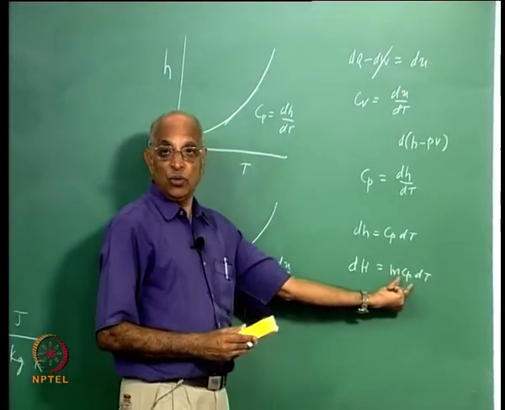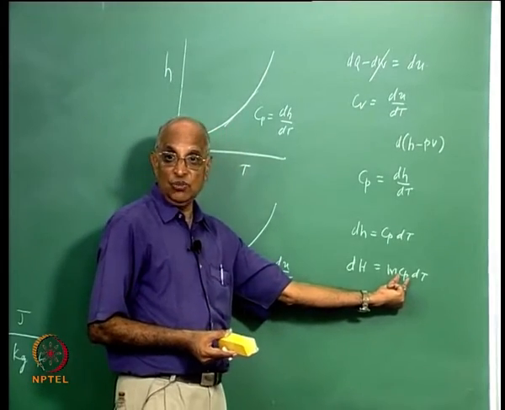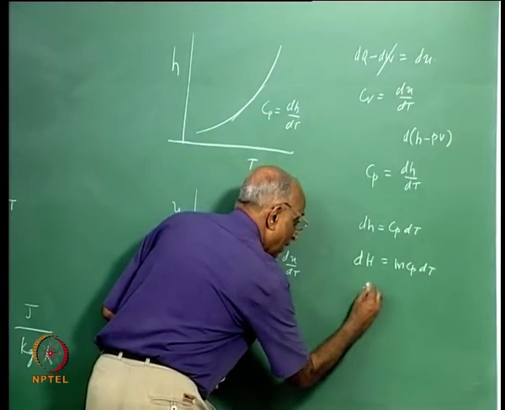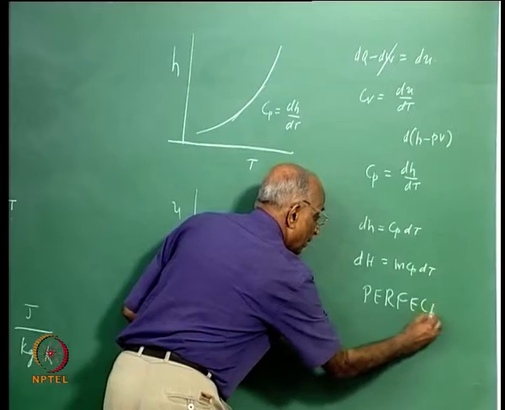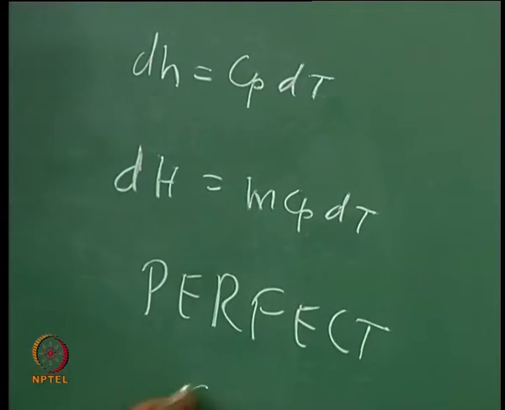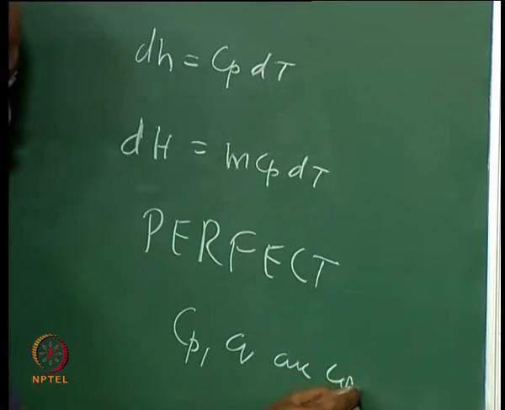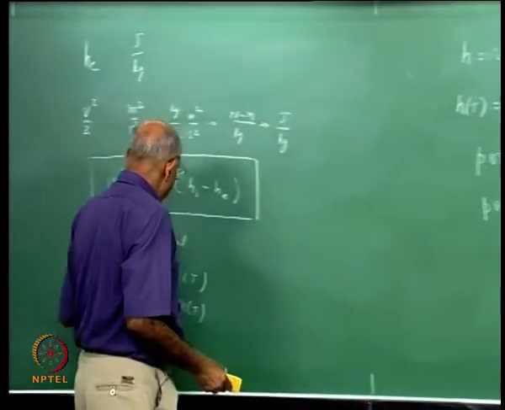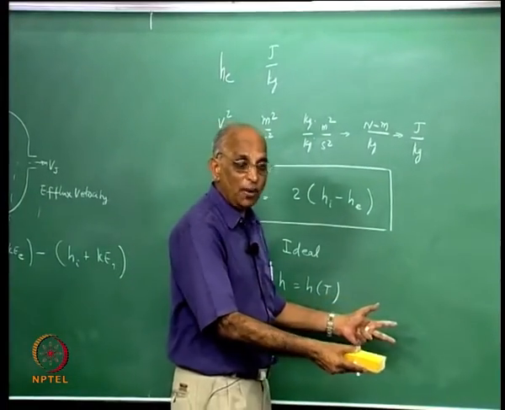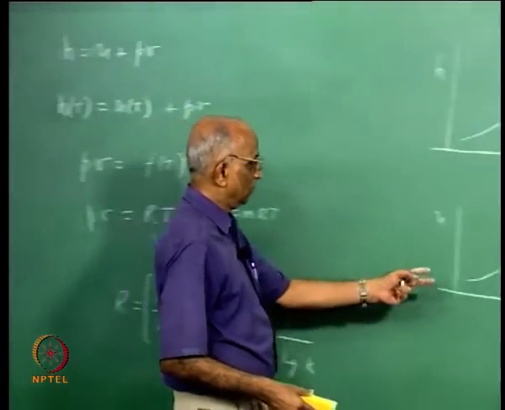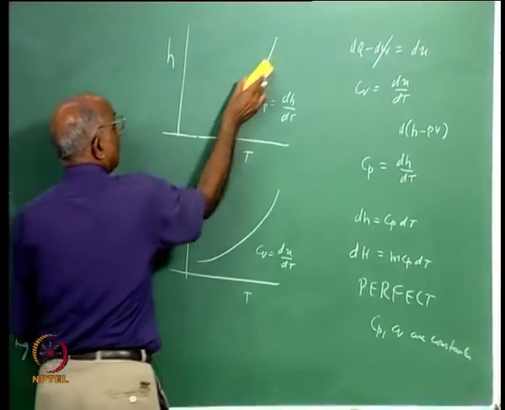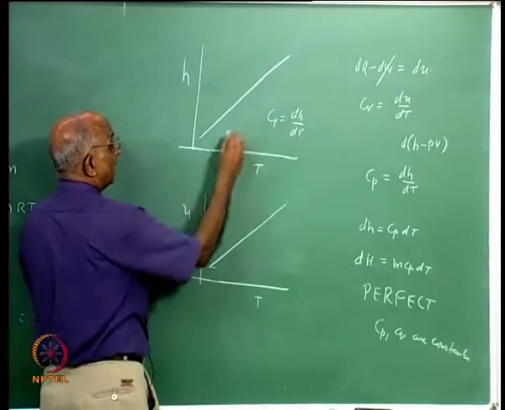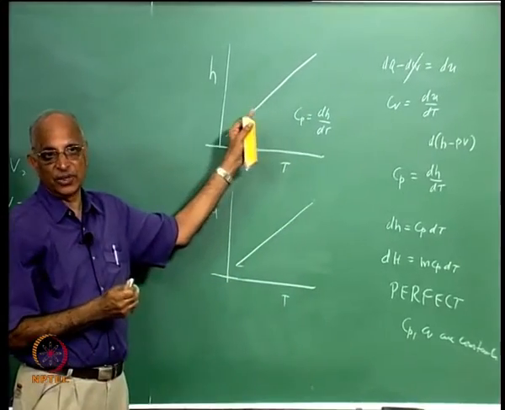Now, my problem is going to become more and more complicated because I have to consider the Cp variations with temperature. Therefore, I put another idealization, and I say the gas is even better than ideal. I call it a perfect gas, and a perfect gas is one in which Cp and Cv are constants. In addition to H being a function of temperature, we put one more assumption and tell ourselves the functional dependence is straight, such that it is constant, and therefore Cp is now a constant. This becomes my perfect gas.